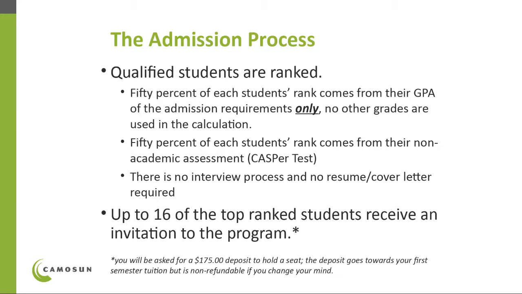Okay, so moving through the admission process. So, okay, good. Thanks, Tanner. Qualified students are ranked. So that's everybody who's met the minimum academic admission requirements. So we use those requirements to calculate your GPA. And that's actually going to be half of your overall ranking. So the other 50%, the other half of your ranking, comes from the CASPer test. That's their non-academic assessment that we're using. So we get into that test a little bit more later on.